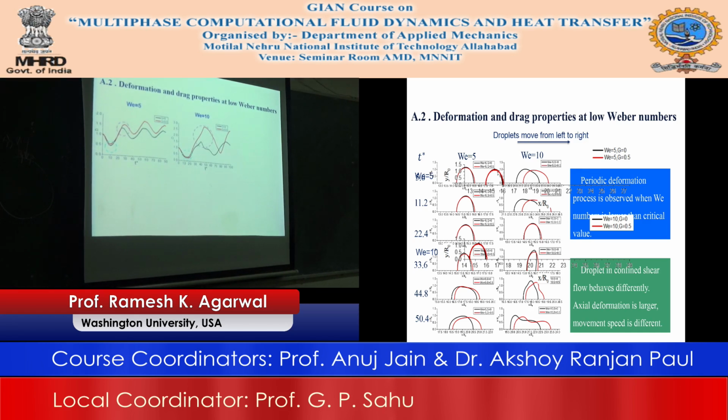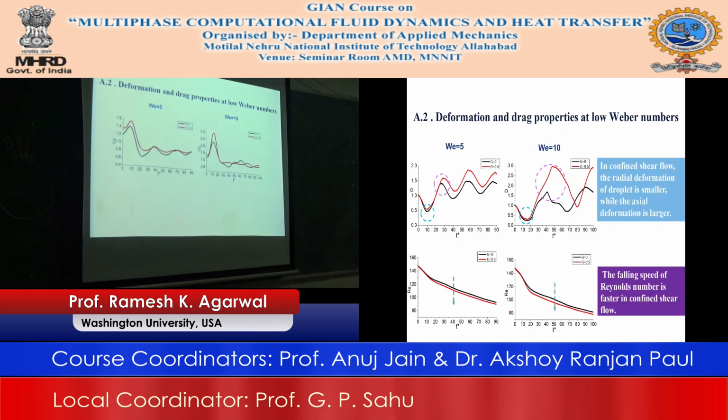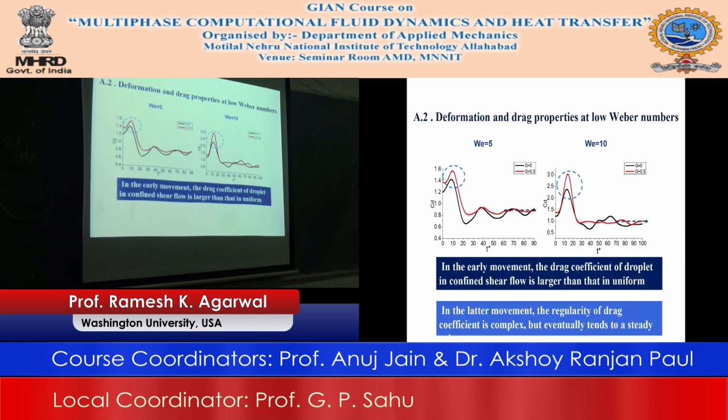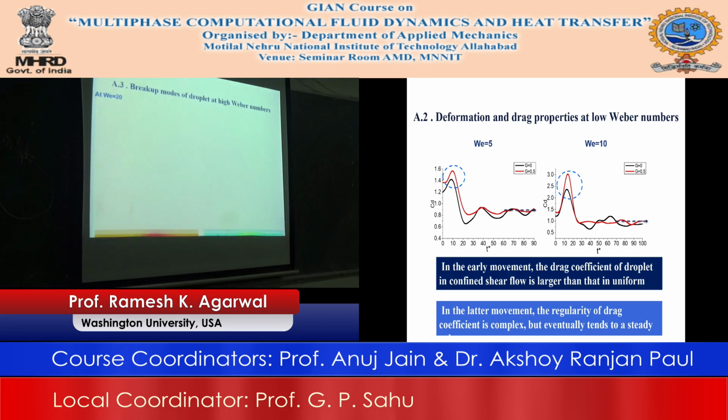And then again, you can analyze other properties like drag and CD and its evolution for the droplet in shear flow, which is in the red, and in the black is uniform. Okay. So these are all simple cases because the Weber number is small and there is no breakup of the droplet. These are just the details of what is going on, so I'm not going to dwell on it too long.